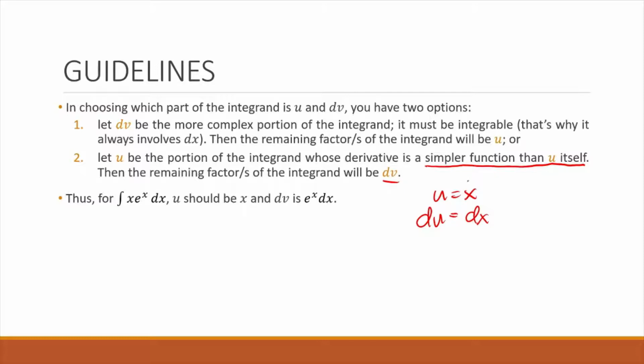Okay, and then the remaining expression, which is e raised to x dx, that would be for dv. Okay? And then again, you have to check na the dv portion should be integrable. It has to be integrable kasi we need to integrate the dv portion. In this case, we have e raised to x, which is easily integrable kasi we have a direct formula, diba, for e raised to x, which is just e raised to x, right?